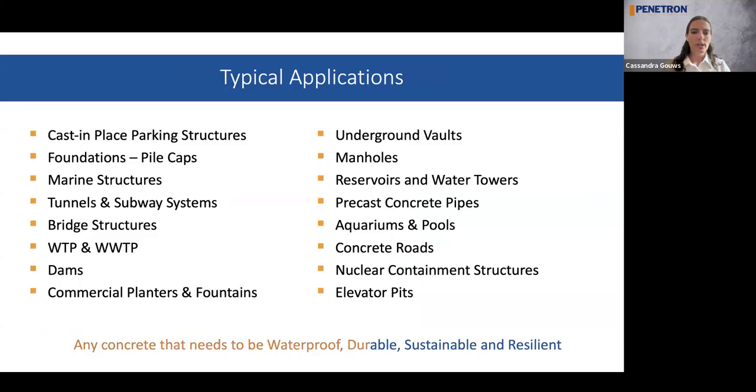Typical applications, I would say you could use the crystalline technology in any structural concrete that you want waterproof, durable, sustainable, or resilient. So just a few mentions. Any cast in place parking structures, especially in post-tension decks or slabs, that would be a good application.